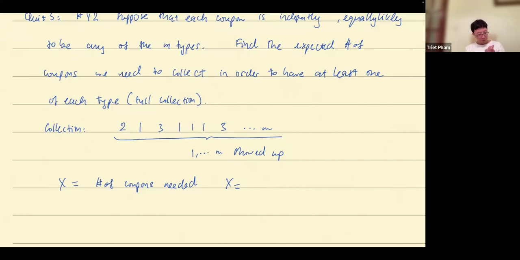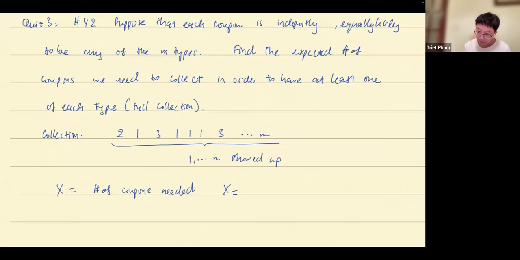Can X be 0 or 1? What's the least value X can take? Well, clearly you need M coupons at least, so that they can be each of different type, to have a full collection.